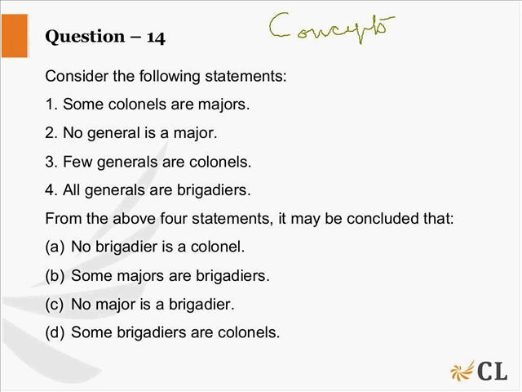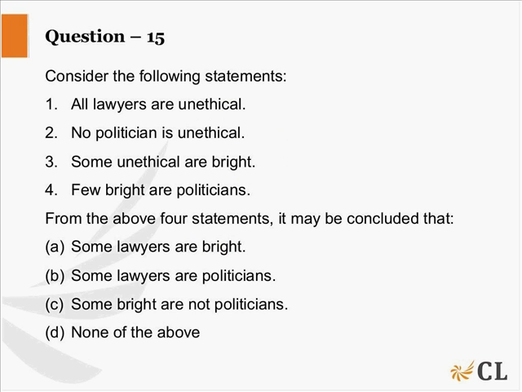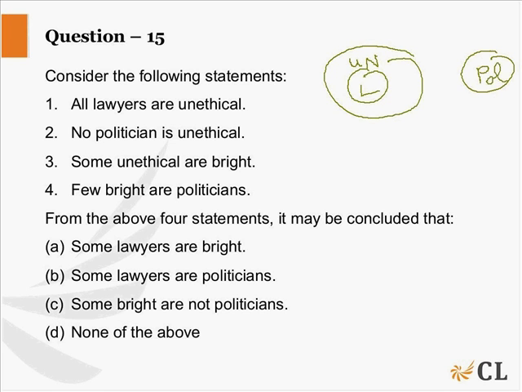Question 15, somebody has a doubt. Abhinav has a doubt. Okay, let's come to question 15. Right, so let's solve question 15. It says that all lawyers are unethical. So anyone who is a lawyer is unethical, right? I'm explaining question number 15. Then it says no politician is unethical. So politician of course has to be outside unethical. Some unethical people are bright, it says. So what would happen with the bright?